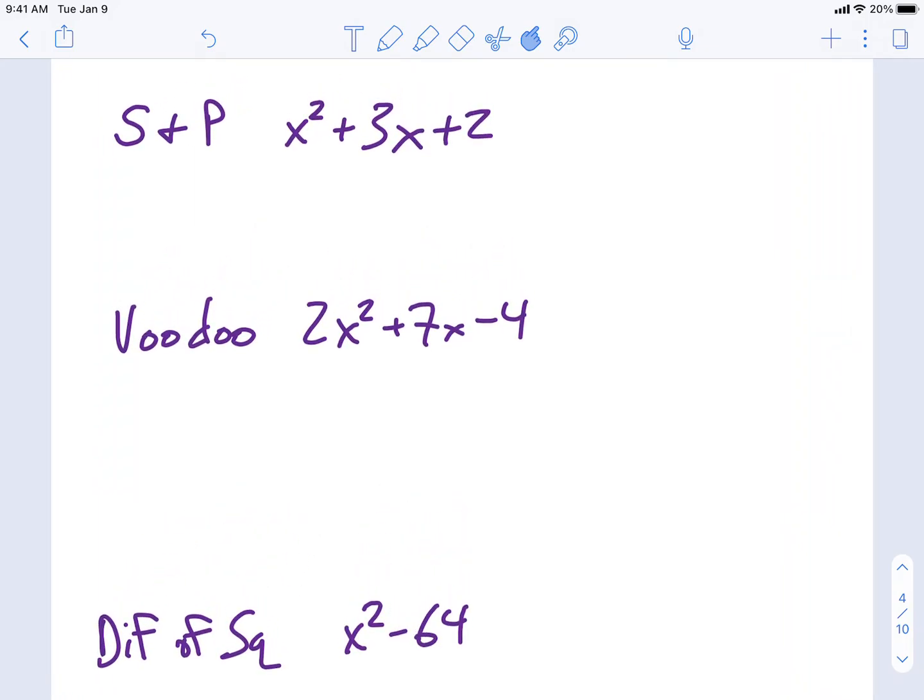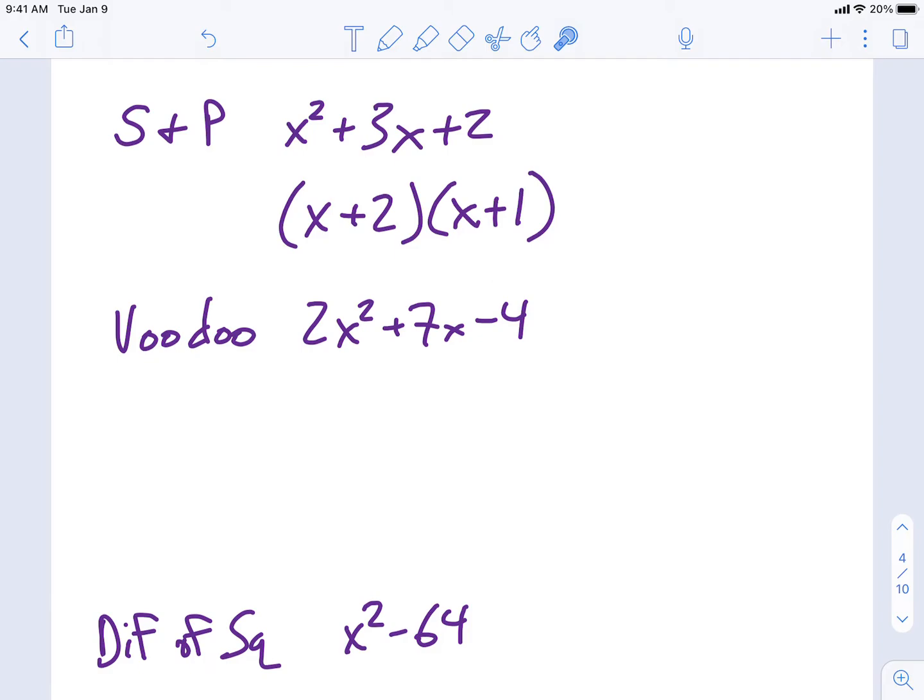So as far as factoring goes, sum and product to review real quick. This is where you're looking for the sum to equal 3 and the product to equal 2. So two numbers that multiply to 2 but add up to 3 are 2 and 1. And so the factored form of this would be x plus 2, x plus 1. And remember, you're like unfoiling it. If we went through and foiled this back out and combined our like terms, we would get back to this.